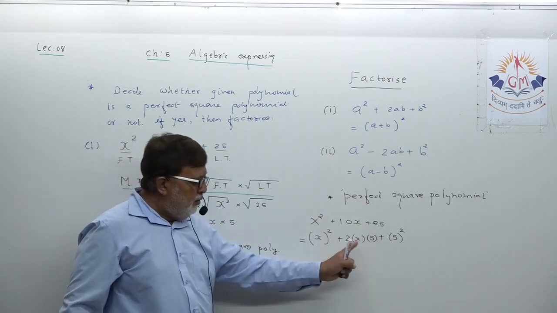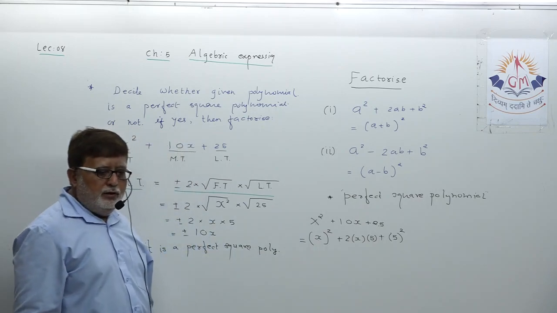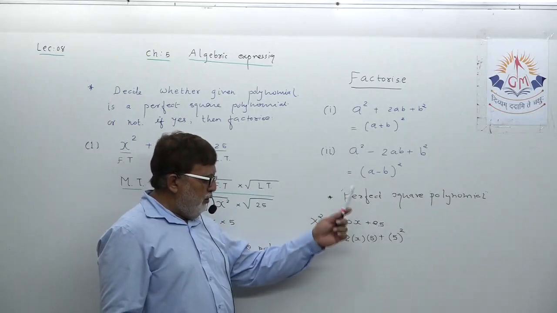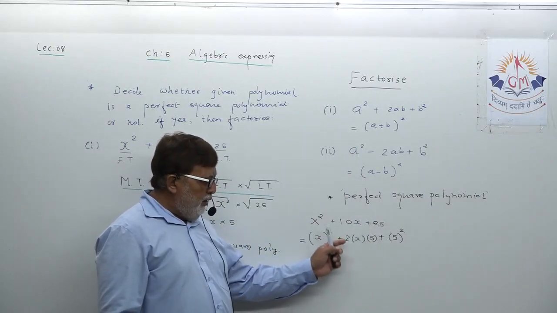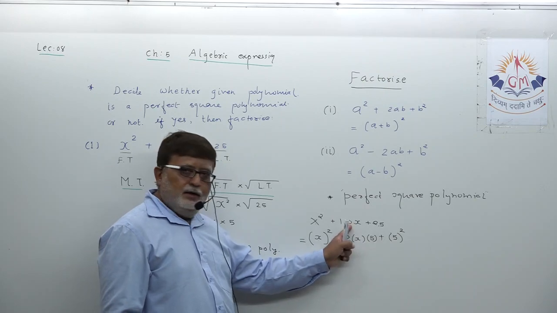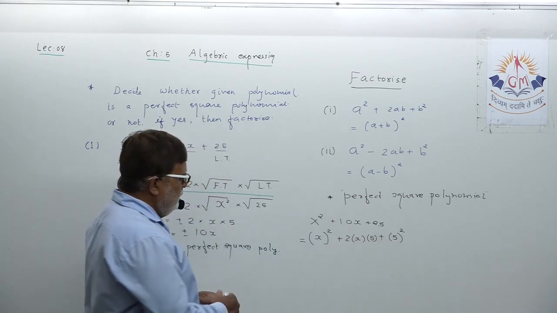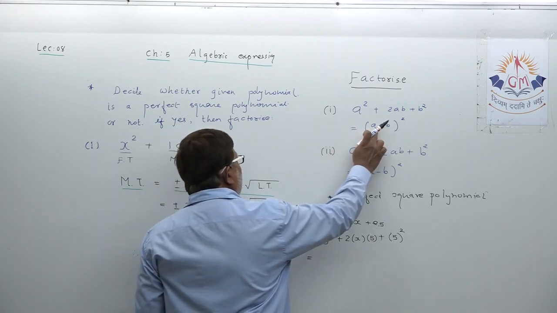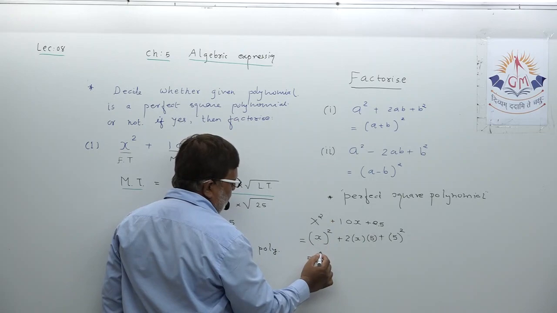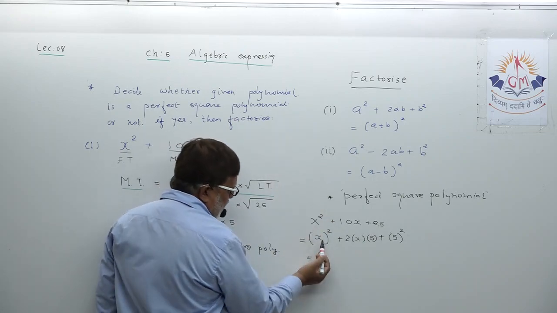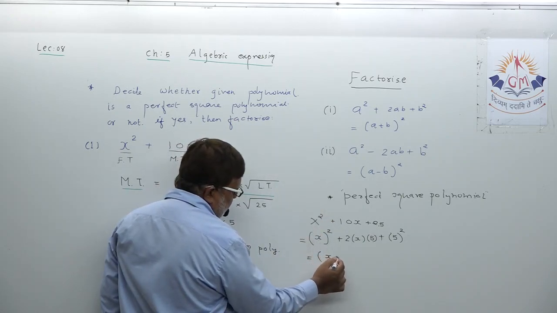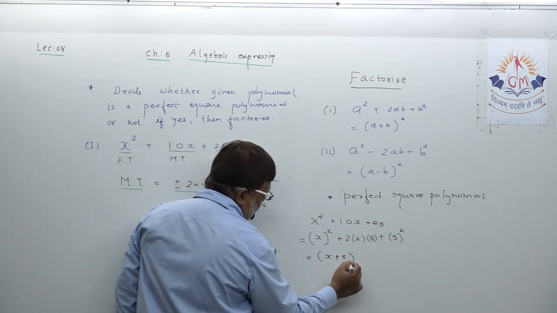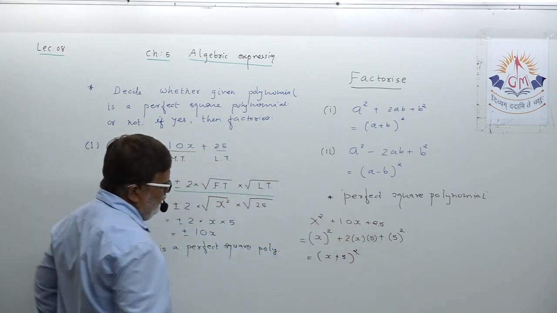2ab, that is the middle term. 2 as it is, it's a part of the formula. In place of a, x, in place of b, 5. Here if you multiply this, 2 5s are 10x, you are already getting. And now, dear student, the final answer. What is the answer? A plus b whole square. So instead of a, I have to write x. Instead of b, I have to write 5 whole square. This is the factorization step.